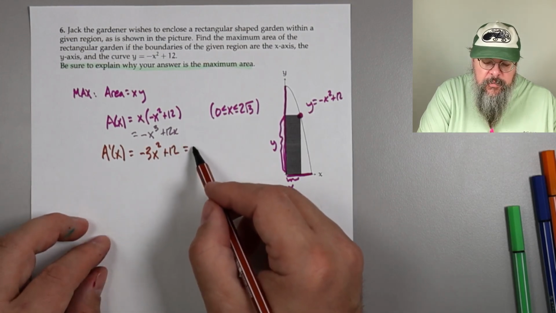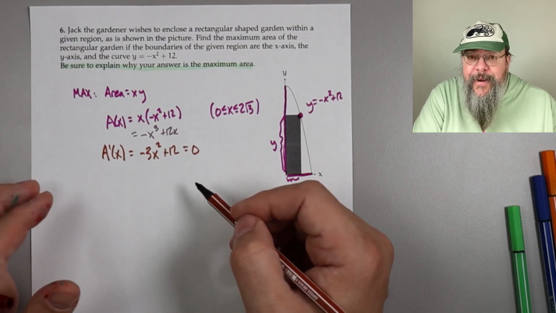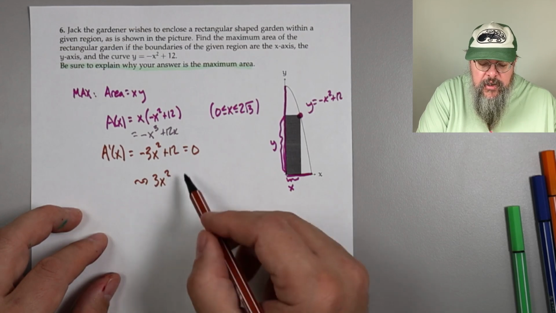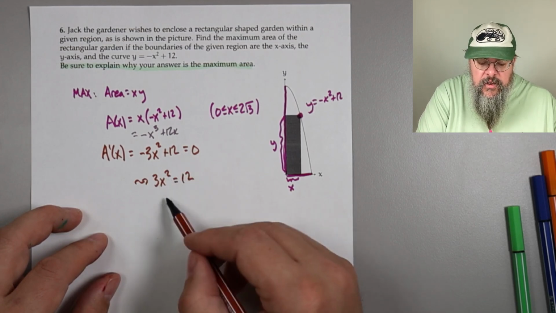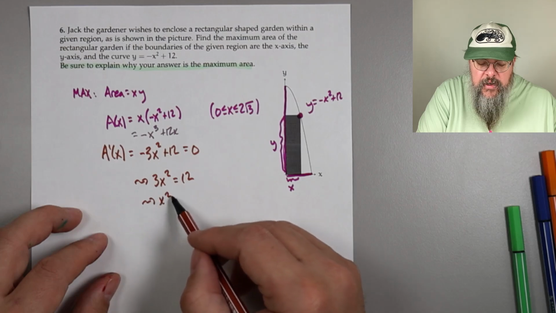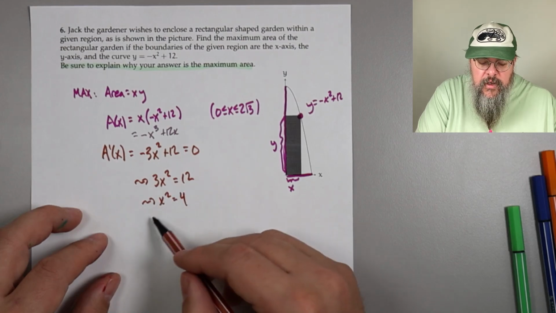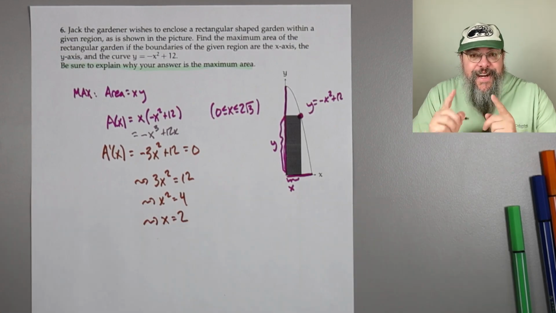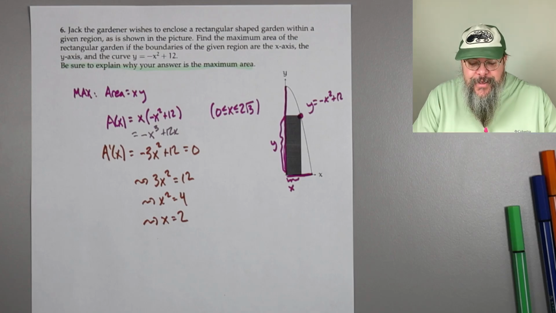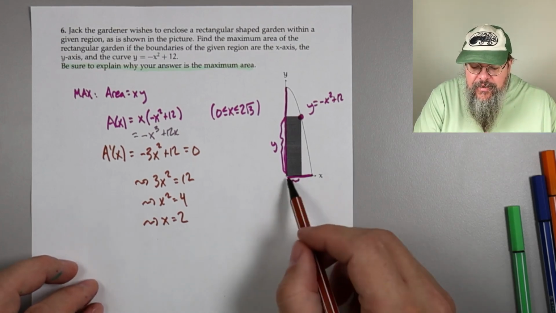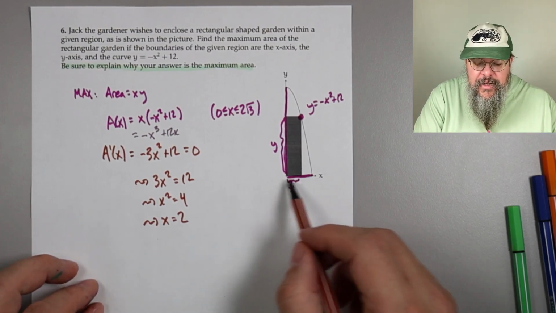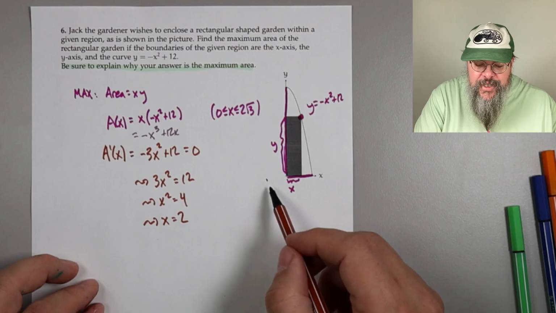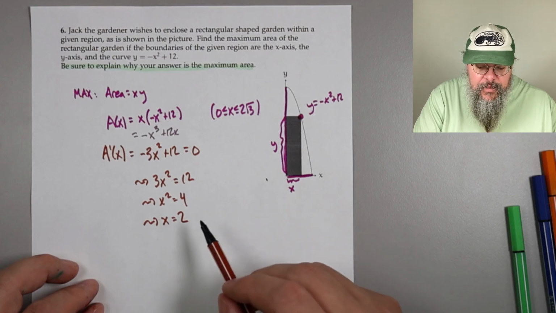We're looking for critical points. It's a polynomial, never undefined, so set it equal to 0. This tells us that 3x squared has to equal 12. That tells us that x squared equals 4. Well, that tells us that x equals 2. Not plus or minus 2, just 2, because it has to fit into here. Negative 2 would be over here. That's not part of our region. Okay, so we know x equals 2.